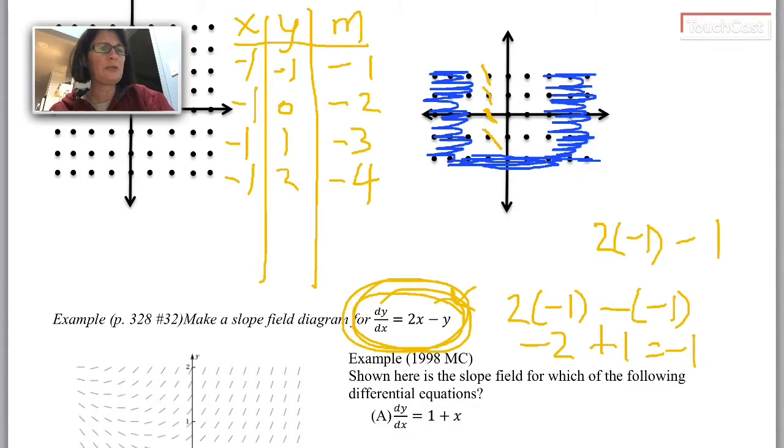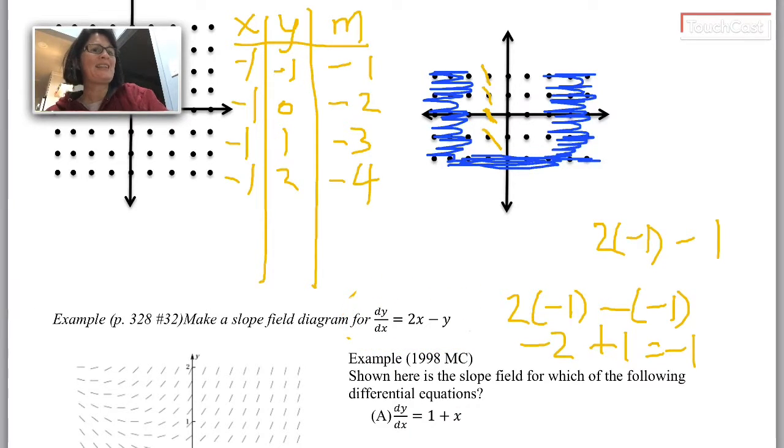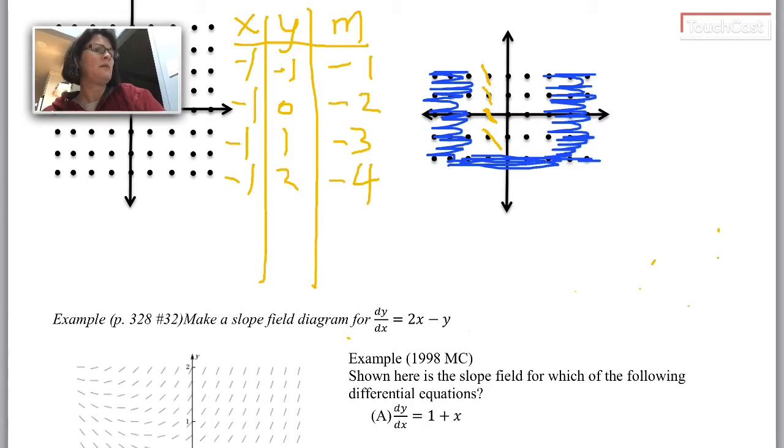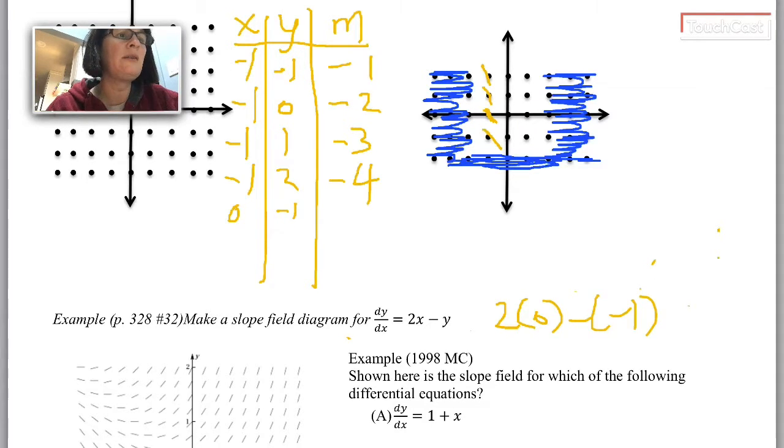I'm going to make myself some room here. I'm going to try the next column of x's. Those are going to be the places where x equals 0. So here we go. When x is 0 and y is -1, I'm going to have a slope of 2 times 0 minus -1, which makes +1. So this is going to be uphill at a 45-degree angle. 0 and 0, that's going to be a slope of 0.